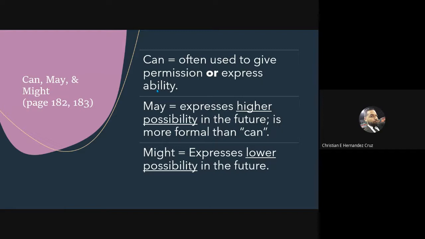Okay. So that was can. May expresses possibility in the future, but this is a higher possibility. So something that's more likely to happen.